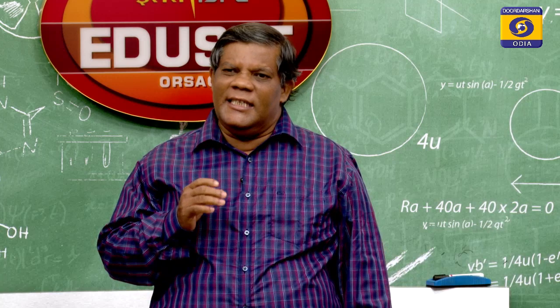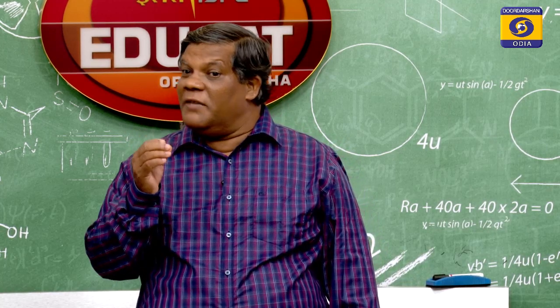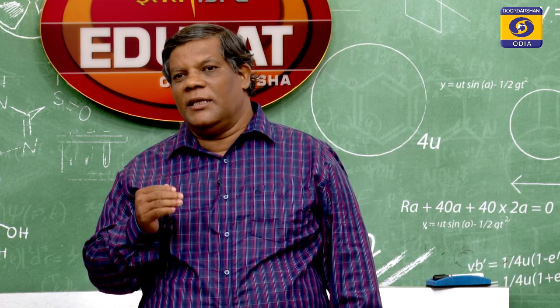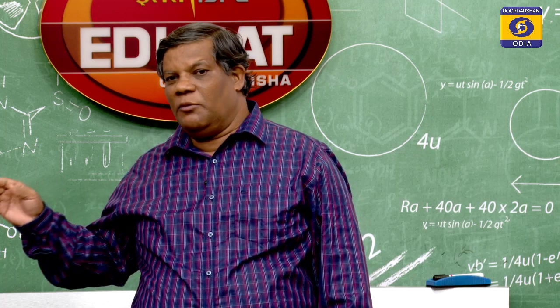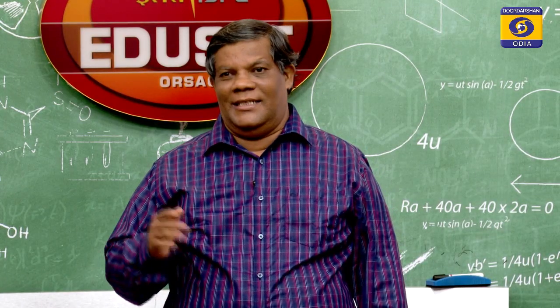If somebody was inefficient, he should be pulled aside and spoken to in privacy. It should not be exposed in a public meeting or a general meeting; their negative qualities should not be spoken about. He meant that, but he meant in a different way. He thought criticizing one is for the benefit of others. If the inefficient people are criticized in a general meeting, it will have a good result. It will have some positive result. That is, others will be set right.